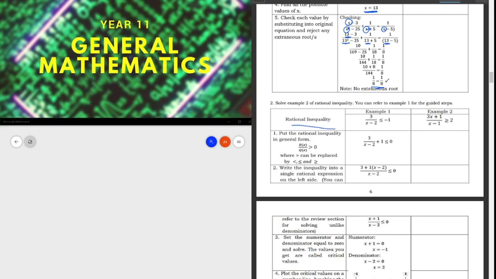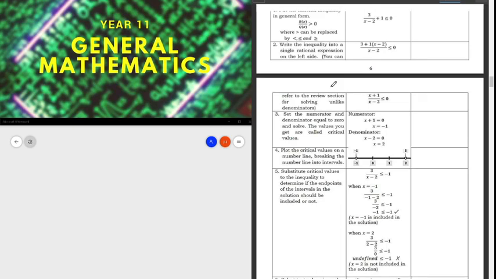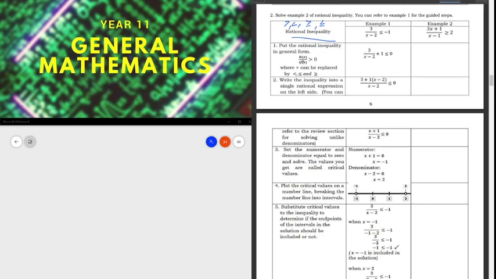Again, when we say inequalities, we are talking about greater than, less than, greater than or equal, or less than or equal. In this case, we have here the steps. The first thing is you're going to put the rational inequality in general form, so it should be 0. We have here an example: 3 over x minus 2 is less than or equal to negative 1. This is negative 1, we're going to transfer it to the left side. It will become positive 1 and this will become 0. So that is our general form. That is step 1.